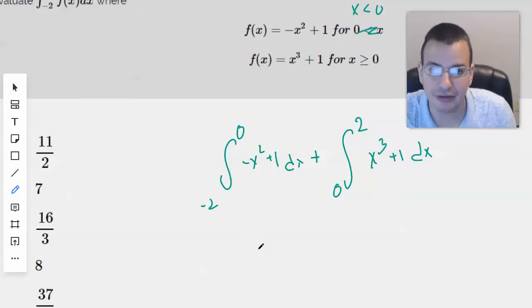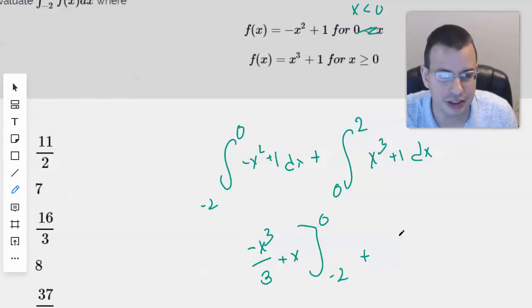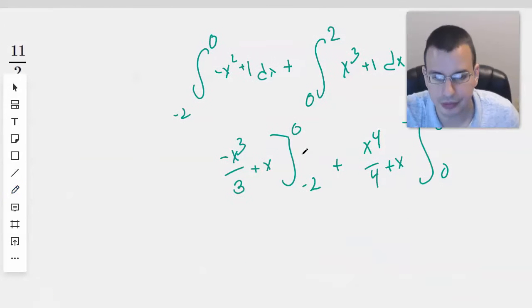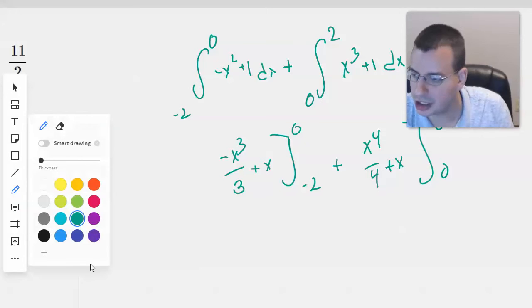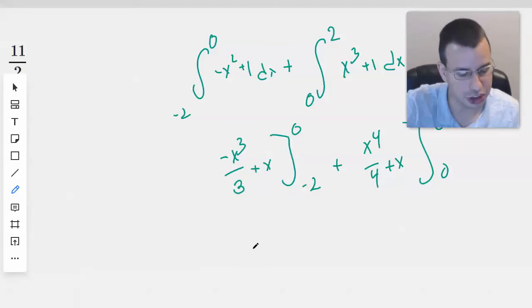So we have negative x cubed over 3 plus x evaluated from 0 to negative 2, plus x to the 4th over 4, that's just using the power rule, plus x evaluated from 0 to 2. So we would have, change colors to show that I'm progressing in life. Otherwise I'd start to feel bad. Going to keep the motivation going.